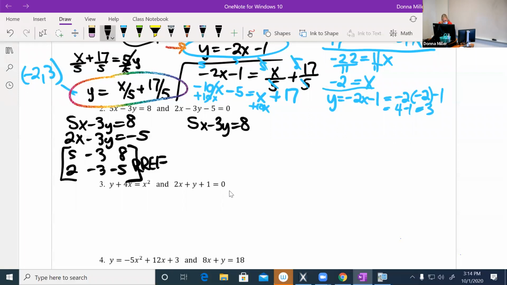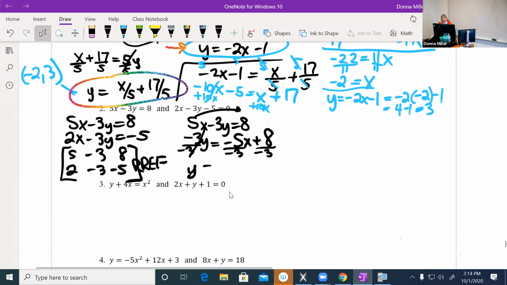So I'm going to move the 3y over. Well, no, it's not going to matter. I'm going to do negative 3y. I'm going to move the 5x over. Negative 5x plus 8. So when you change sides, you change signs. All right, so divide by negative 3, and that cancels. I get y equals 5/3 x minus 8/3. If it goes plus 8 divided by negative 3, it's not going to matter.